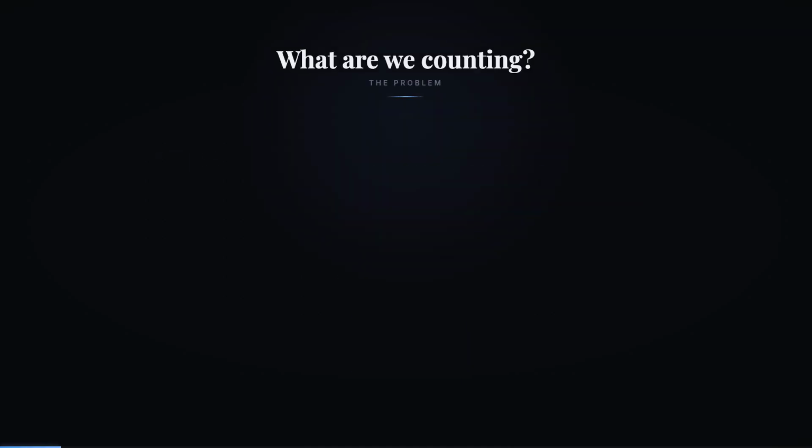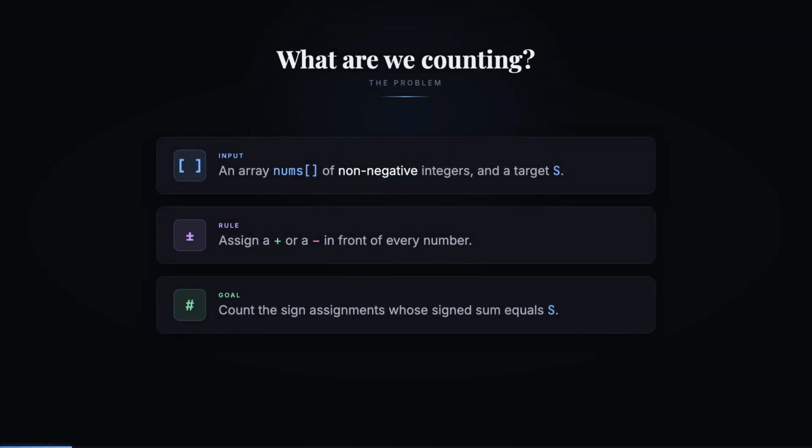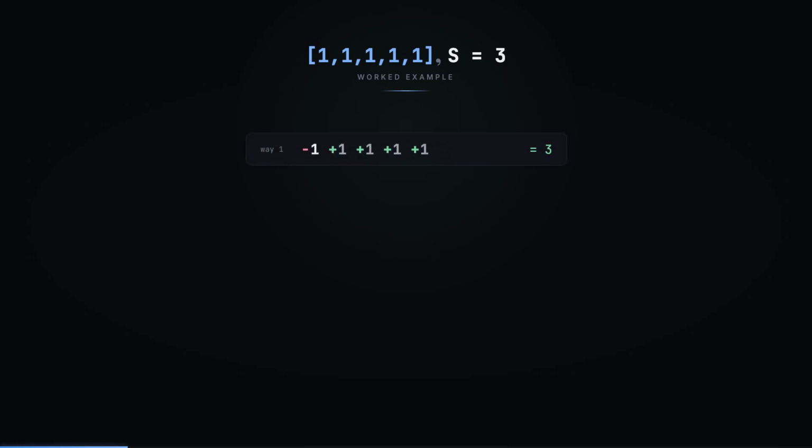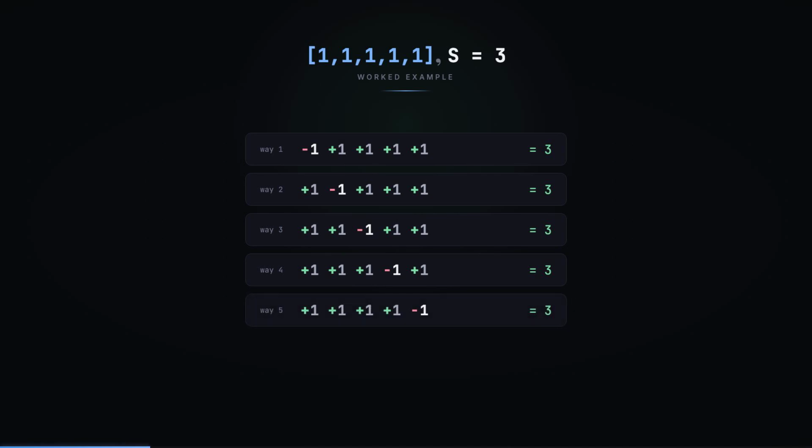The input is an array of non-negative numbers and a target S. Put either a plus or a minus in front of every number. Count how many signed expressions evaluate exactly to S. For 1, 1, 1, 1, 1 and S equals 3, every valid expression negates exactly one of the 5 ones. That gives us 5 different sign assignments, so the answer is 5.